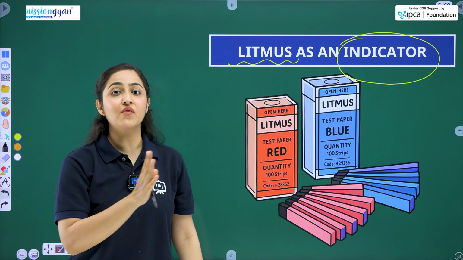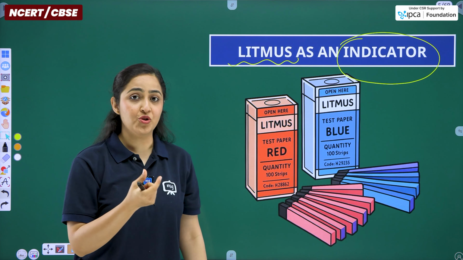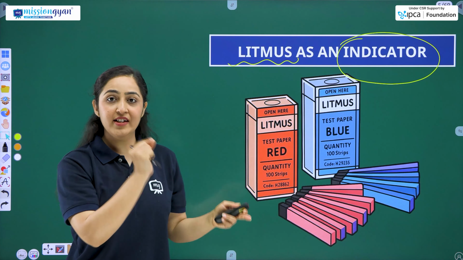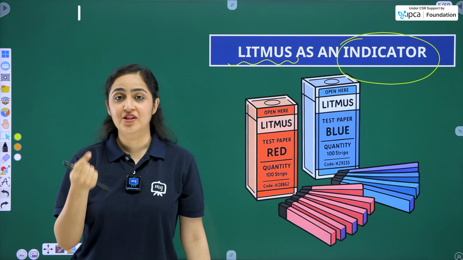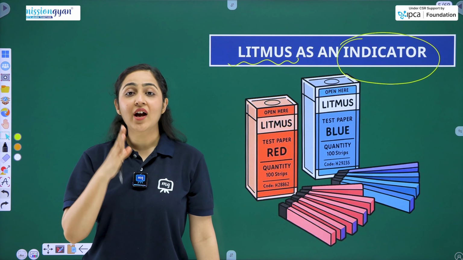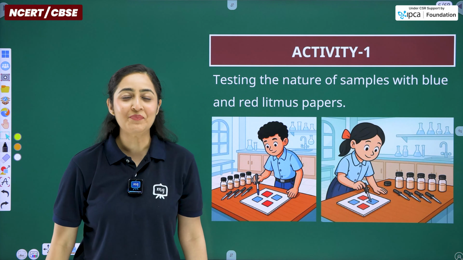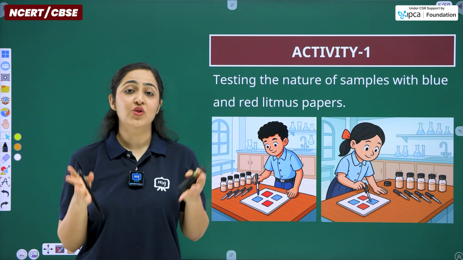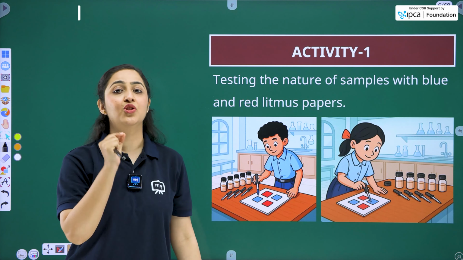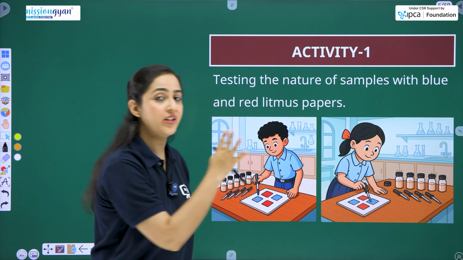So what is the use of this litmus? If you take any sample, any solution, and it comes in contact with any of these litmus papers and their color changes, then it indicates the nature of that solution, okay? We are going to understand this point with the help of an activity. What you have to do, students, is collect some samples, some solutions, and test those samples one by one with red litmus paper and blue litmus paper.